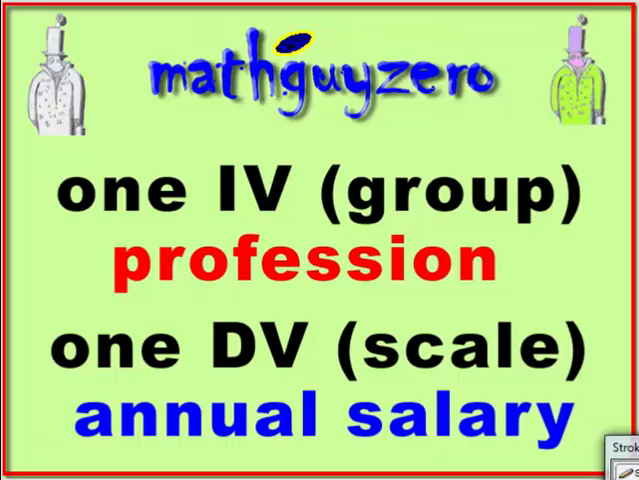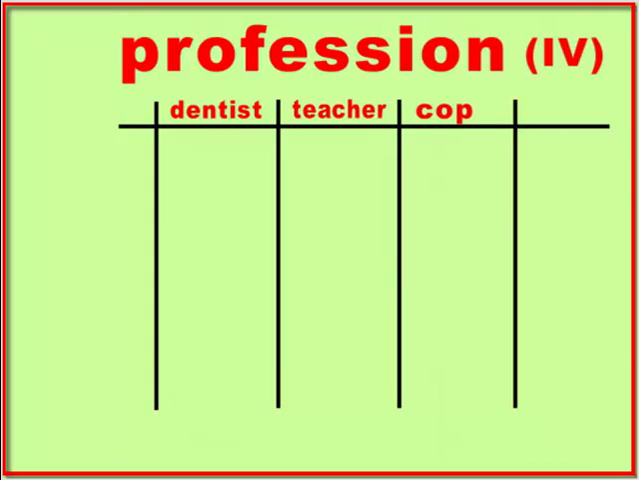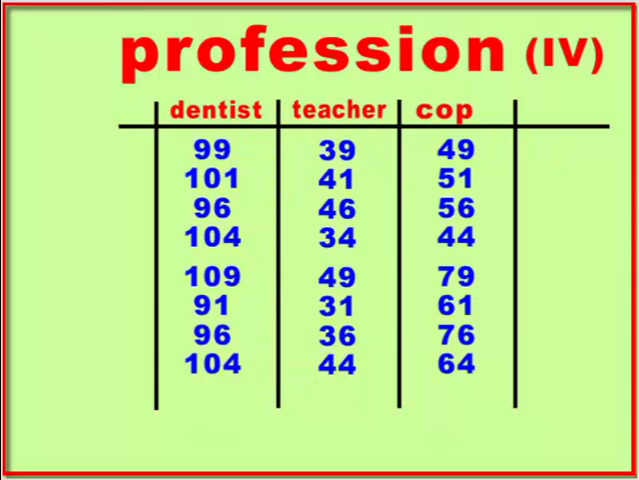So in this example, we're going to make our IV a profession. We're going to call it profession. The DV is going to be their annual salary. So we want to see if there's going to be a significant difference in the DV, that's the variance of the DV, by profession. Our three professions are dentist, teacher, and cop. So we grab a bunch from each and get their annual salaries.